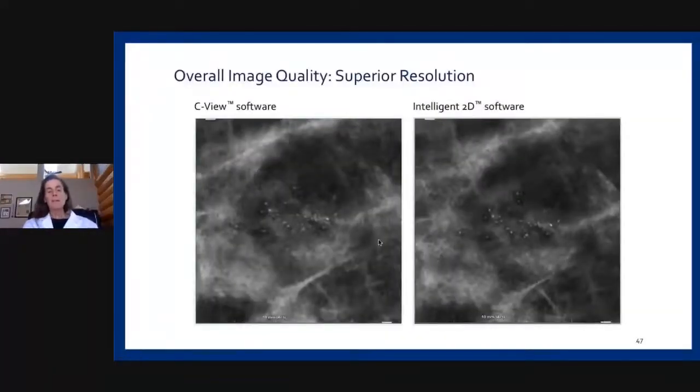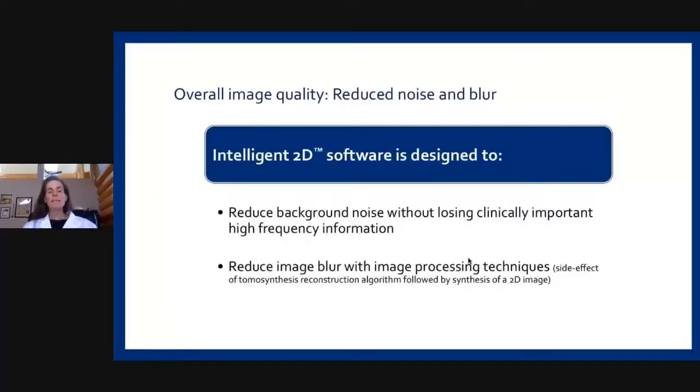Here's an example showing calcifications, and again, really highlighting the difference in the number, and the morphology of the calcifications is just clearer and more crisp in the intelligent 2D software. So the idea is that we're going to reduce background noise, which is going to give us a better picture, but we also don't want to lose the clinically relevant information. And then also blurring. Again, the imaging process techniques allow us to see better overall image quality.